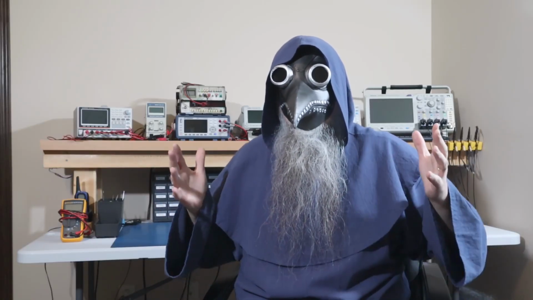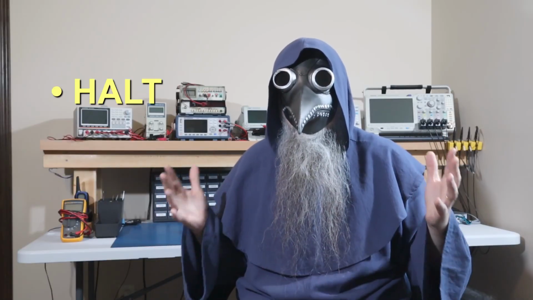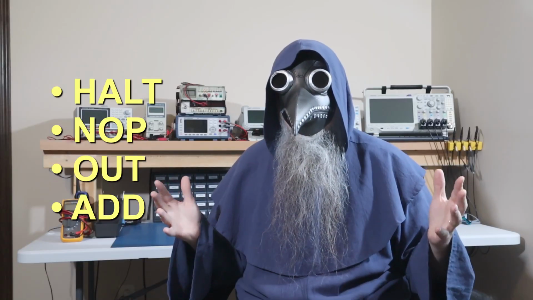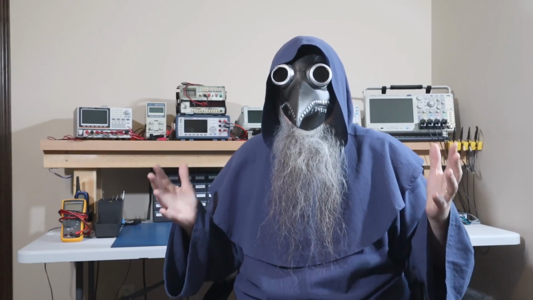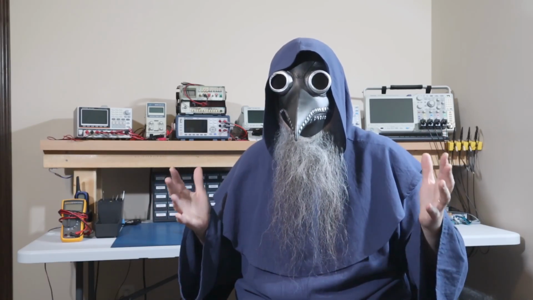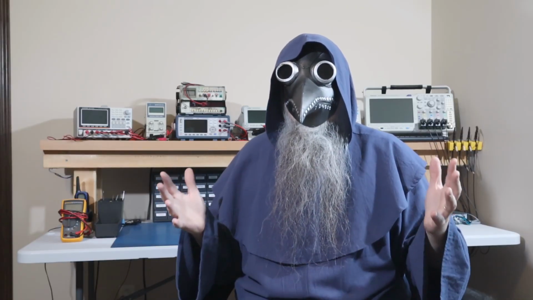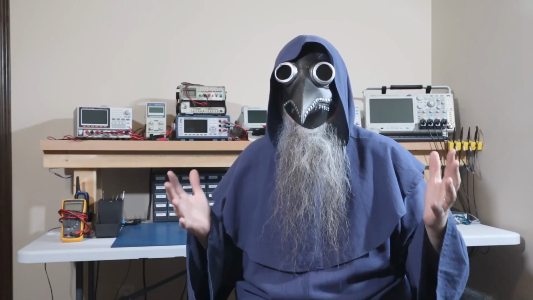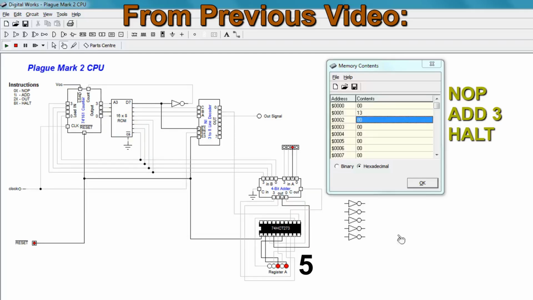By the end of part 1, the Plague Mark II was able to execute 4 different CPU instructions: halt, no-op, out, and add. The add instruction simply took whatever value was entered into some input switches and added that to the instruction's operand before storing that value into register A. I showed that the add instruction worked by writing a short program with 3 instructions: no-op, add 3, and finally a halt. When I entered the value of 2 into the switches and ran the program, we got 3 plus 2, which is 5, and that was stored into register A.